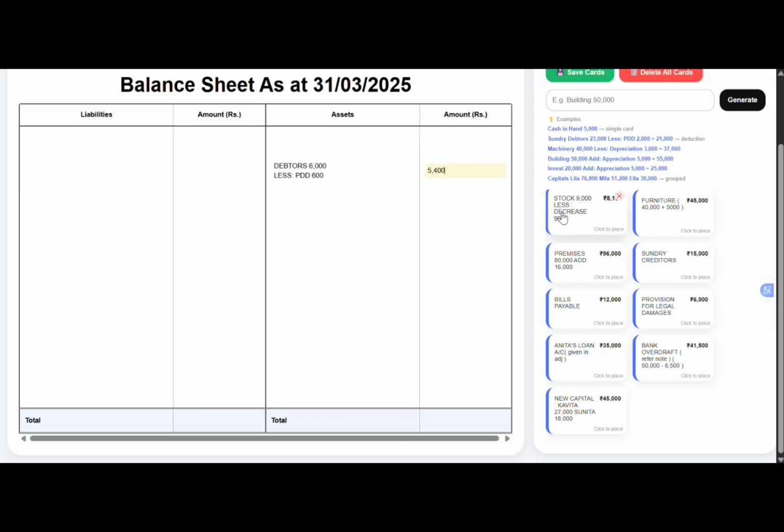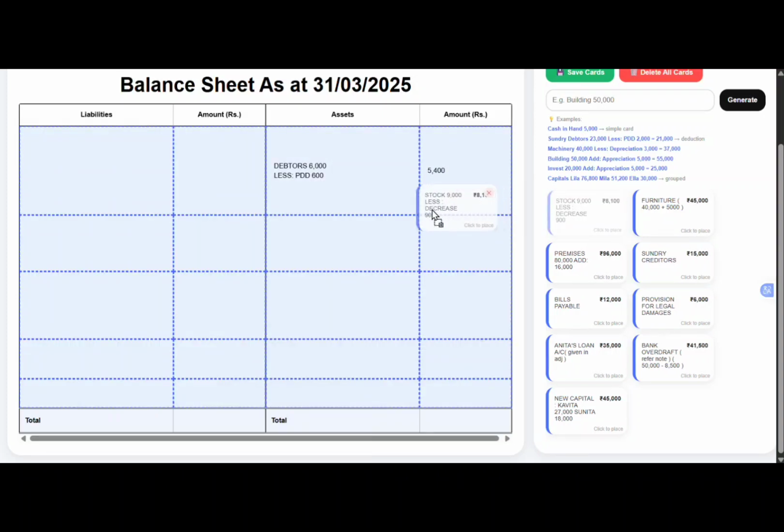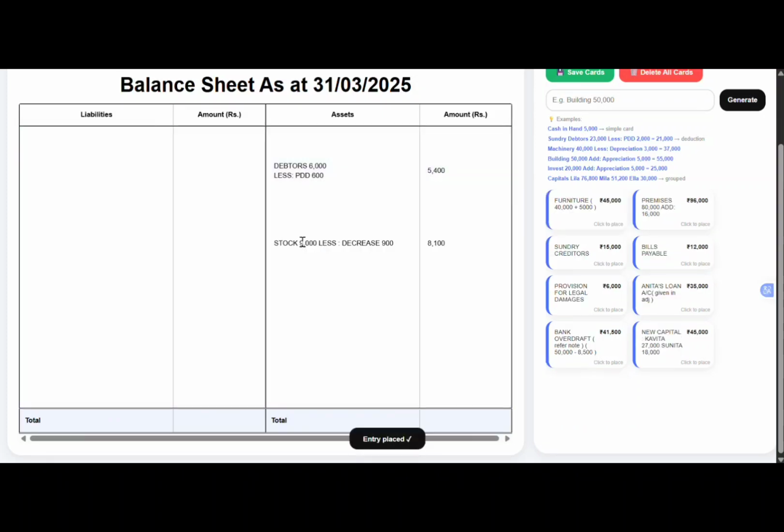That is, the stock also has a decrease in value, which is given in the adjustment. So we are going to adjust it on the asset side. Stock 9,000 less decrease in the stock, that is 900, which will be 8,100 on the asset side of the balance sheet.